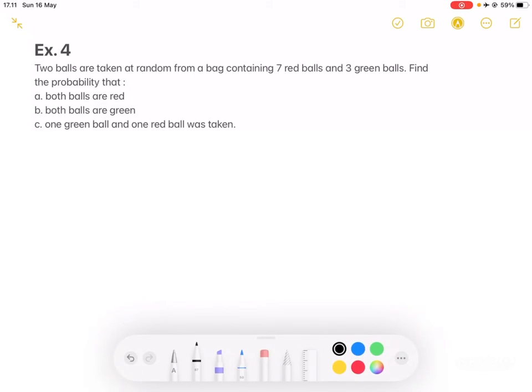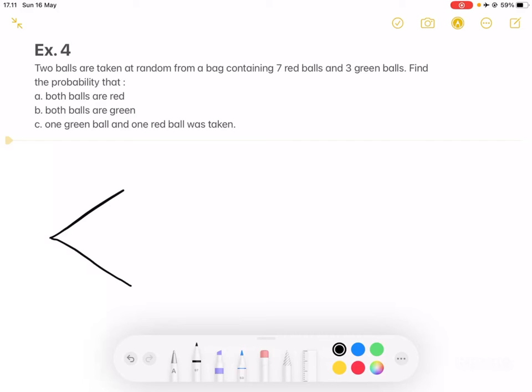Alright, two balls are taken at random from a bag containing 7 red balls and 3 green balls. Find the probability that both balls are red, both balls are green, and one green and one red ball was taken. Like I said, we can draw a probability tree diagram.